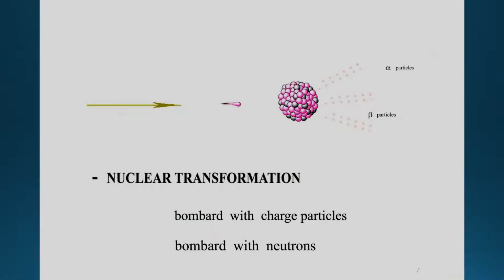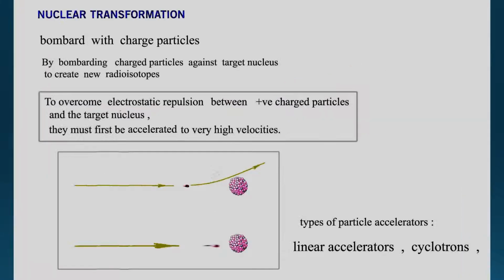Of nuclear transformation, there are two ways. One is called bombard with a charged particle, another is called bombard with a neutron. Let's start off with bombarding with a charged particle. You bombard a charged particle against the nucleus so that you can make it into a new element, a new radioisotope.